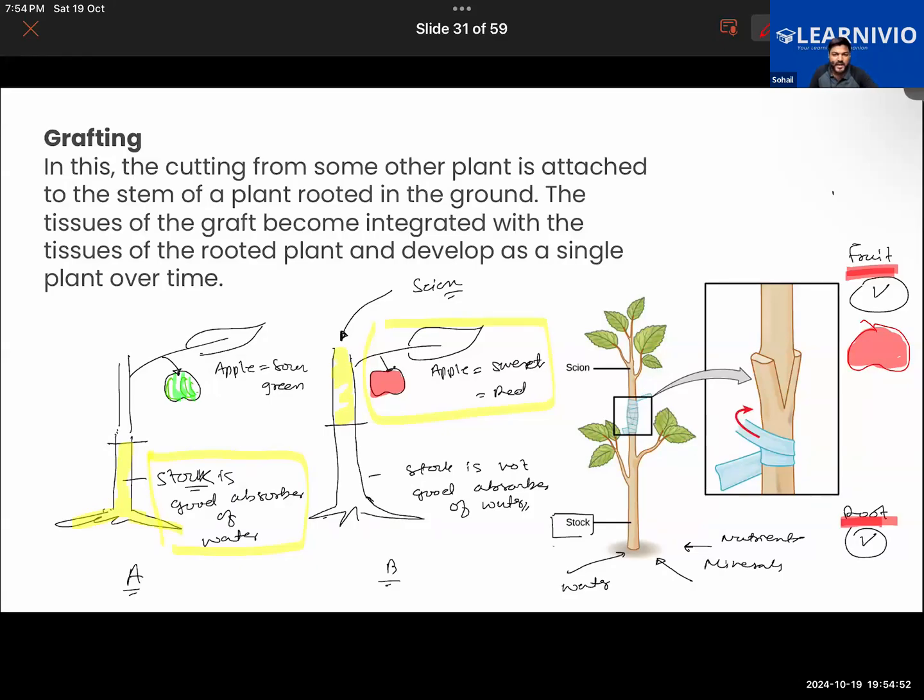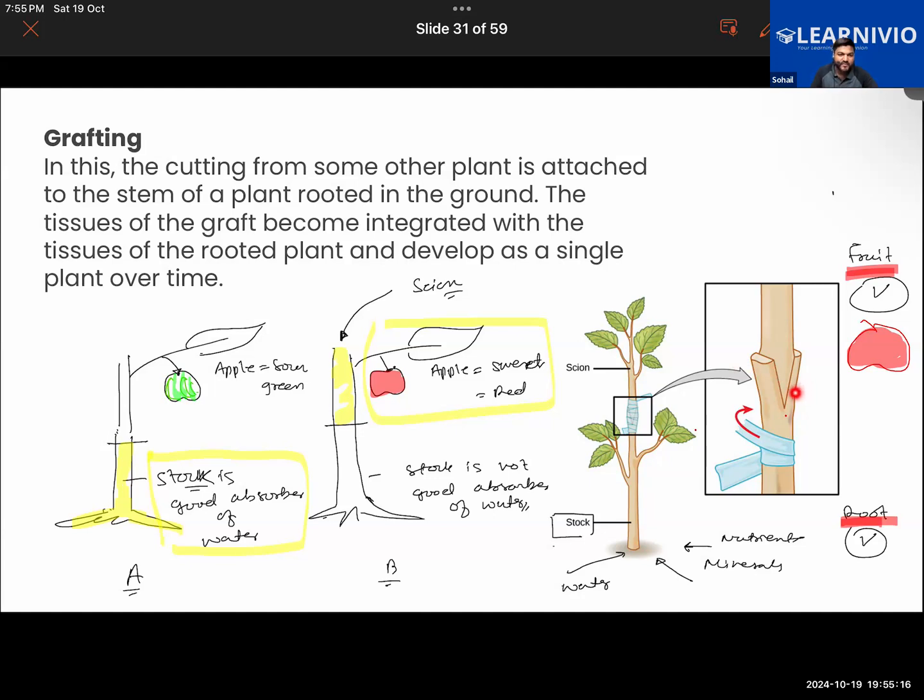That is one thing. And in fact, in a single plant, several varieties of fruits or vegetables can be grown. Also, the new plant that is going to grow is resistant to different kinds of diseases. It is resistant to different kinds of microorganisms. And the growth of the plant will also be very fast.